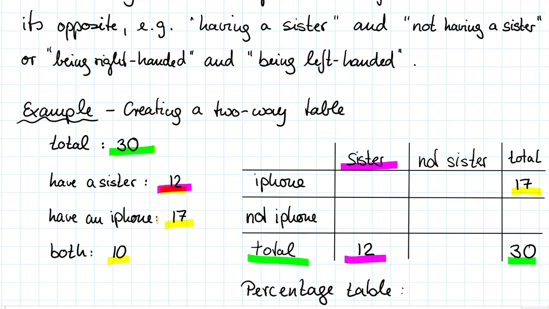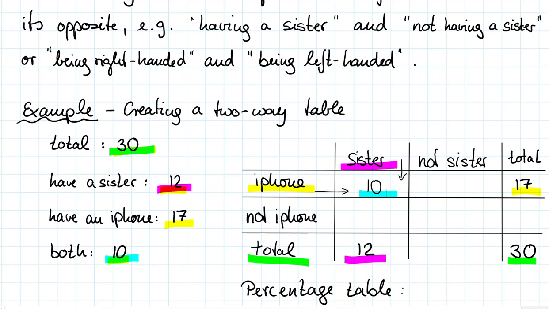Okay, there's my number. And then I also have another piece of information, which is that 10 people have both. 10 people have a sister and 10 people have an iPhone. So those people who have both would go into this cell here, sister and iPhone. So that leads into that cell. Both is 10. So there you go, that's a 10. That's the information I have.